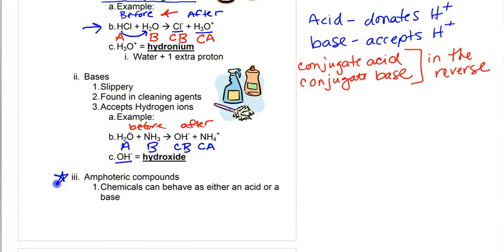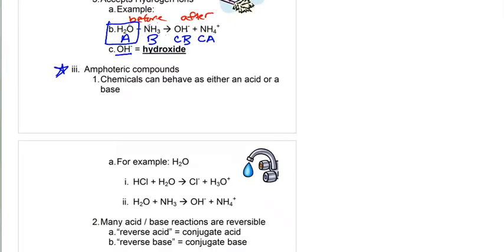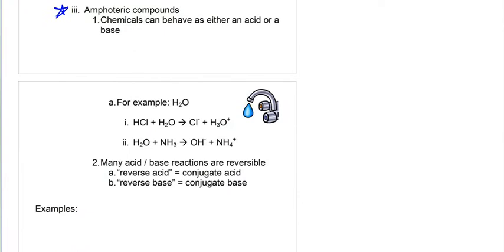Now let's quickly talk about amphoteric compounds. These are chemicals that can behave as either an acid or a base. So I think you could already identify how water could be either one, because water can form into hydroxide and water can also form into hydronium ion. So let's look at another example using water. So amphoteric is any of those compounds that can behave as either an acid or a base.